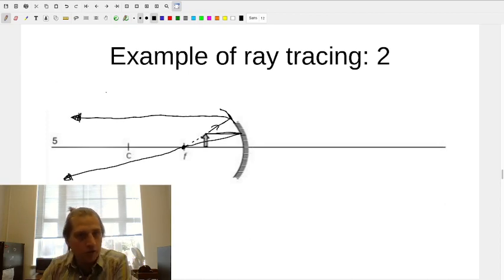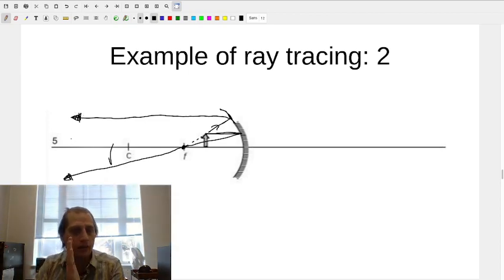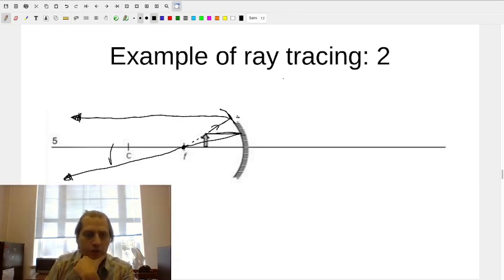Now I want you to notice something. These two lines are not going to converge. So there's no real image. There's no screen that you could go and put it in a place where you could focus that image. However, if you look into that mirror, you are going to see an image of the little pointer.